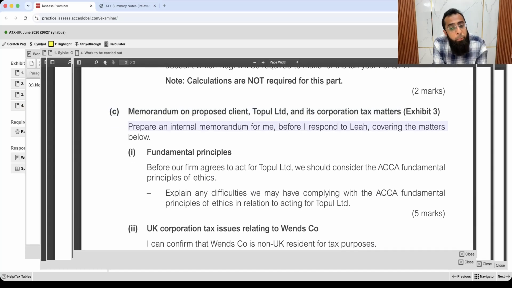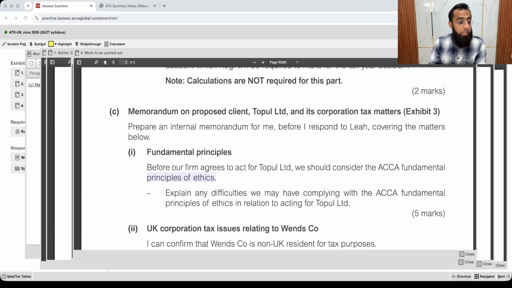Prepare an internal memorandum for me before I respond to Lee, covering the matters below. Fundamental principles. Before our firm agrees to act for Topul Limited, we should consider the ACCA's fundamental principles of ethics. Explain any difficulties we may have complying with the ACCA fundamental principles of ethics in relation to acting for Topul Limited. So we are considering accepting a new client and we have a requirement relating to ethics.